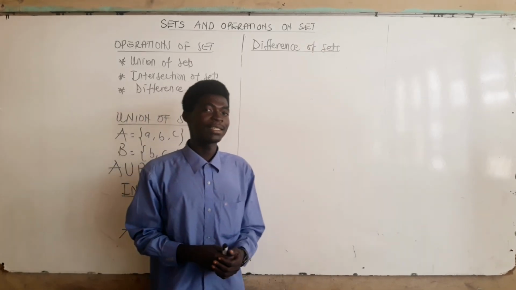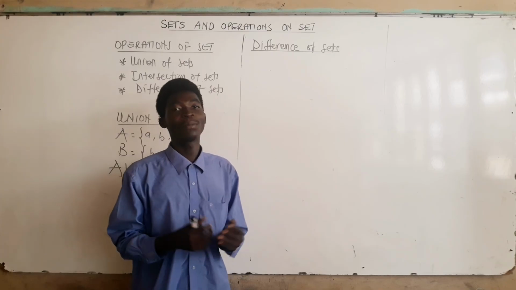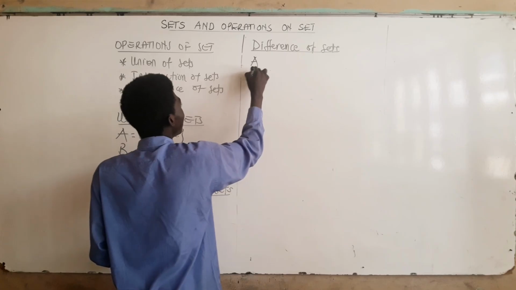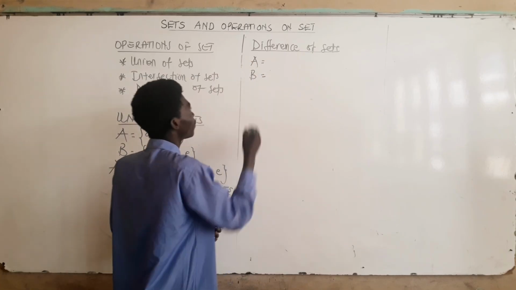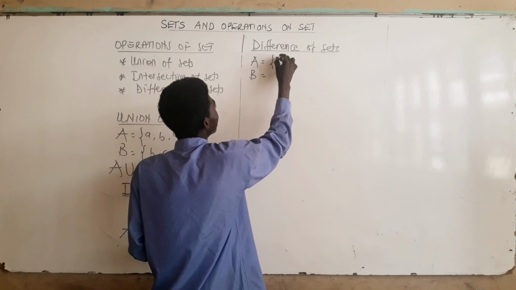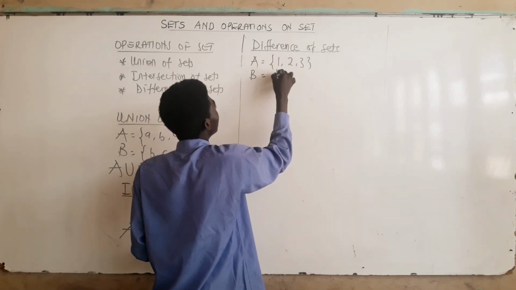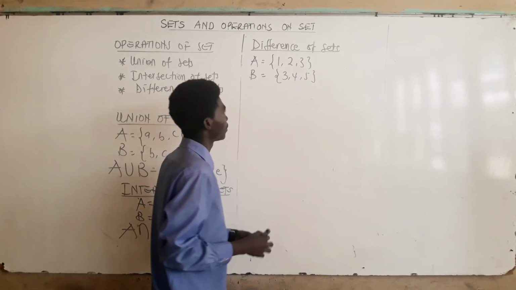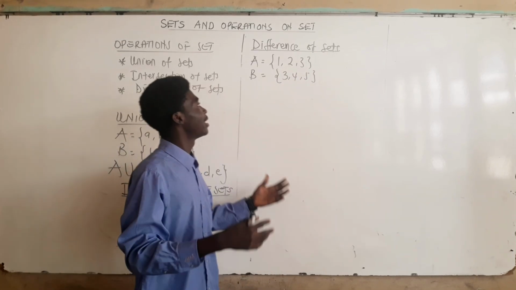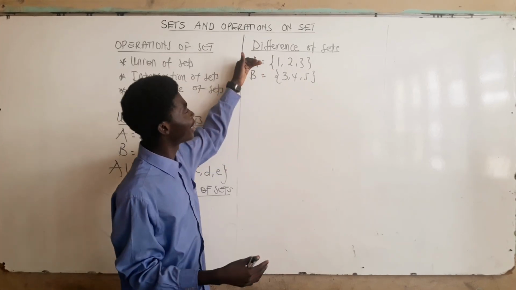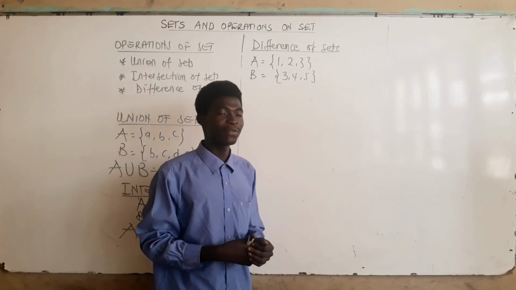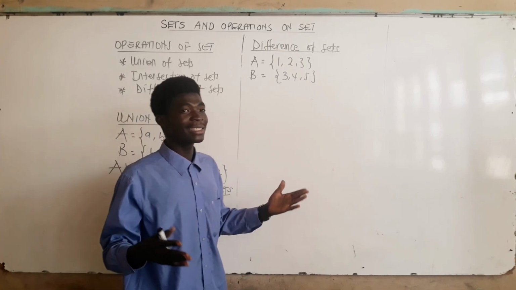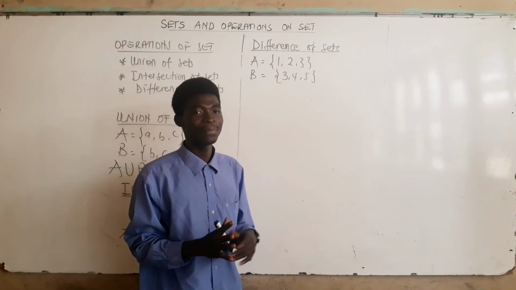Now the difference of sets, please pardon me, I'm going to explain with an example. Let's say we have set A and set B again, and set A is 1, 2, 3, set B is 3, 4, 5. The difference of sets is saying the elements that are in A but not in B, and that is the difference of sets I'm talking about.